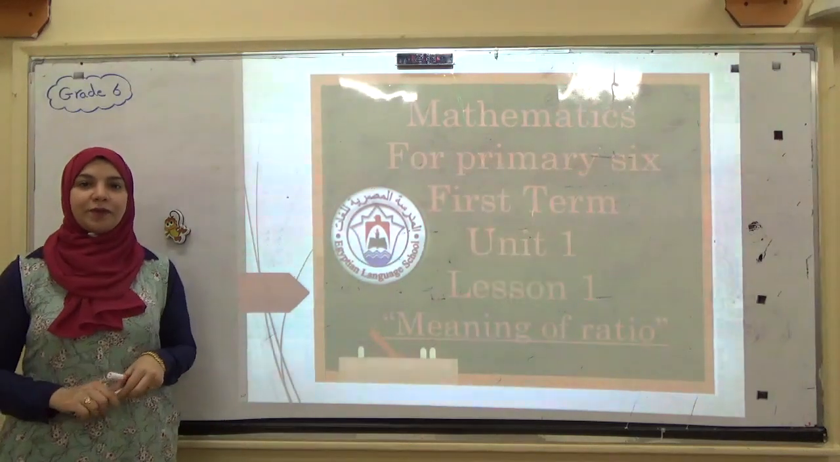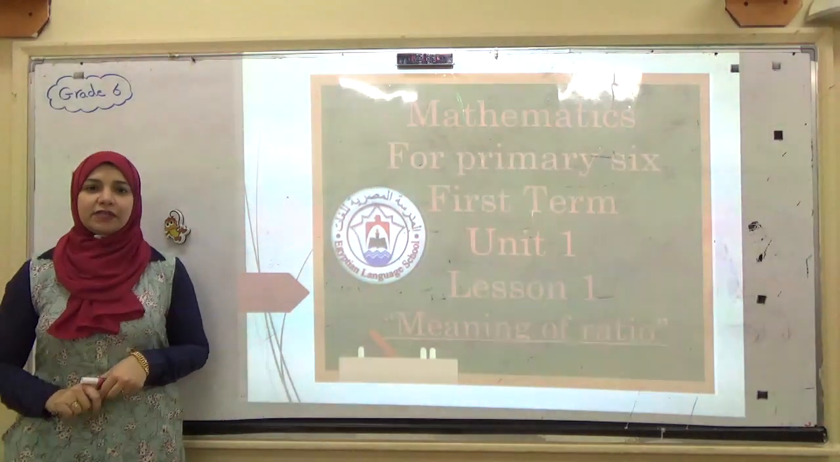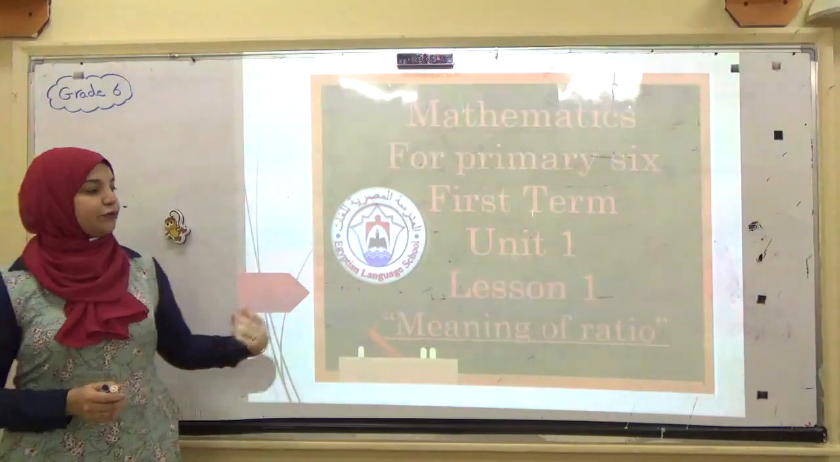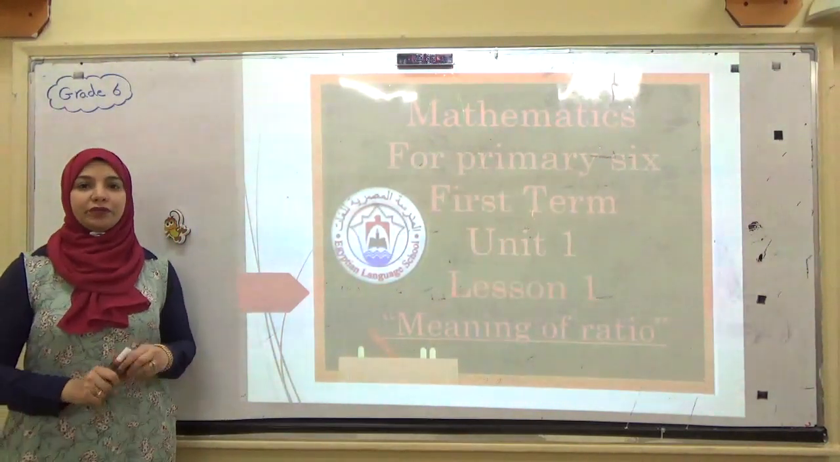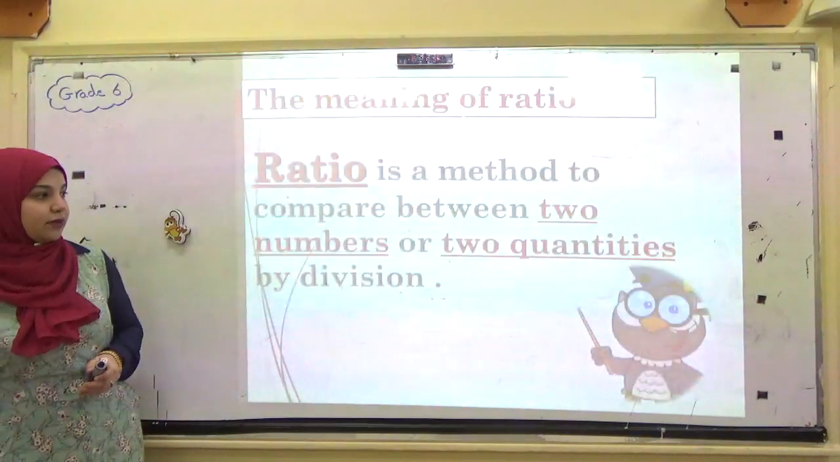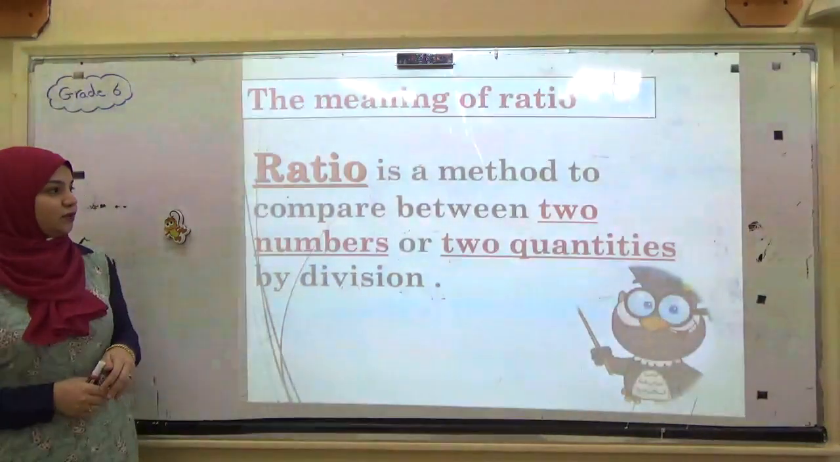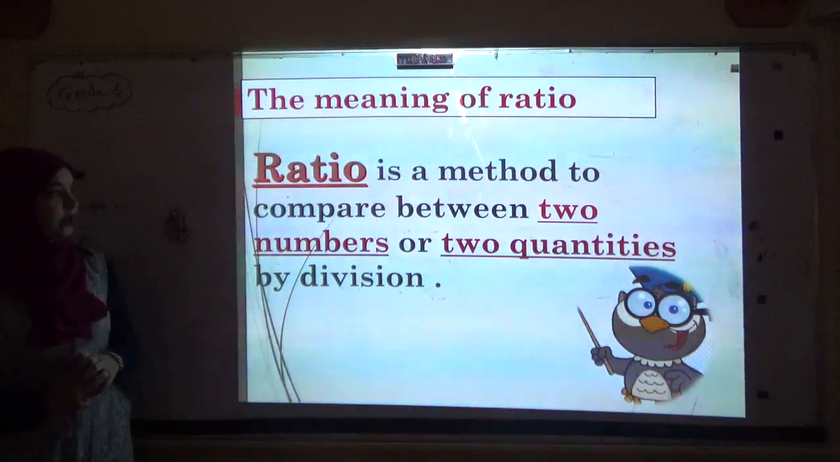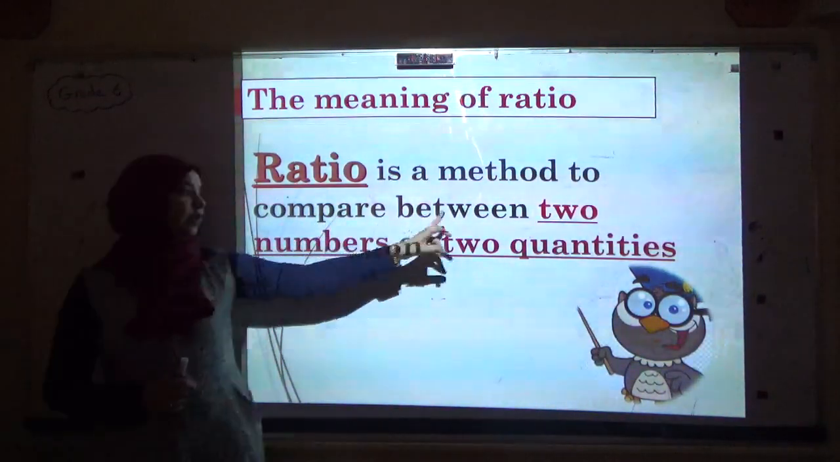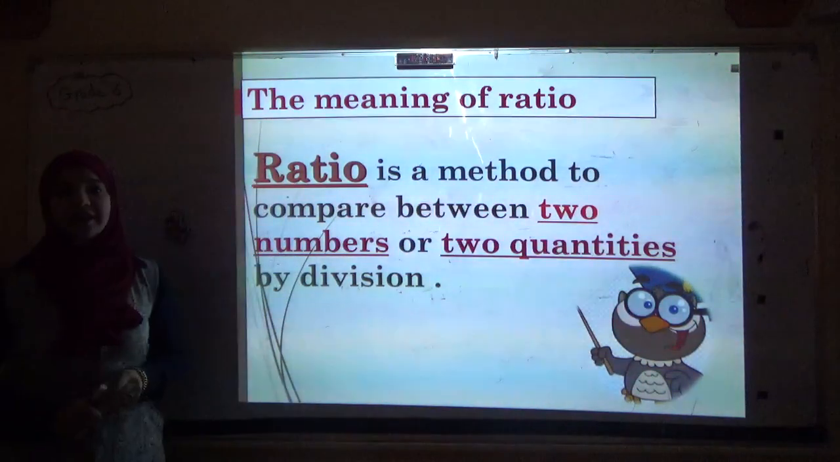Hello students of Primary 6, welcome to the first lesson in Unit 1, Meaning of Ratio. In this unit, we are going to learn about ratios. Ratio is a method to compare between two numbers or two quantities. Ratio is a method to compare between two numbers or two quantities by division.